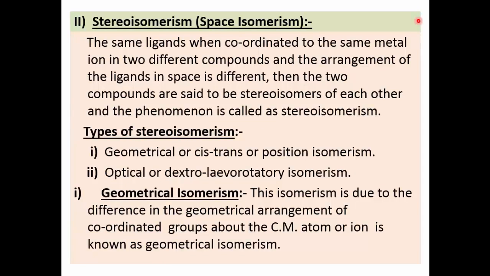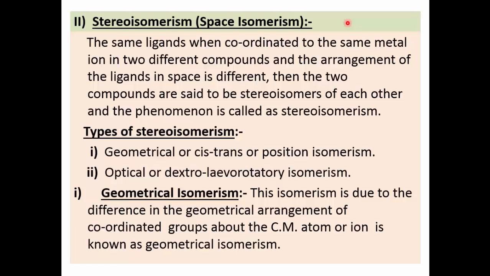So this is about structural isomerism. Now let us see next type of isomerism, stereoisomerism. Up till now we have discussed what is meant by isomer, what is meant by isomerism, types of isomerism, structural isomerism and stereoisomerism. In structural isomerism, we have discussed in detail 7 types of structural isomerism: ionization isomerism, hydrate isomerism, ligand isomerism, linkage isomerism, polymerization isomerism, coordination isomerism, coordination position isomerism.